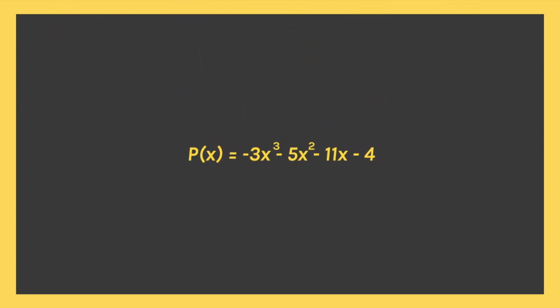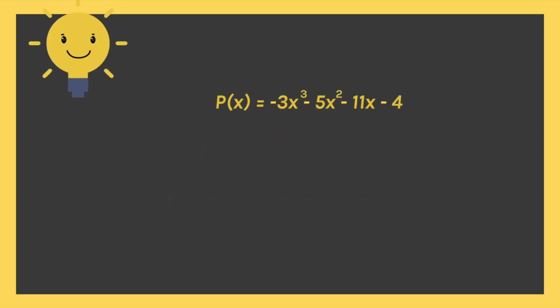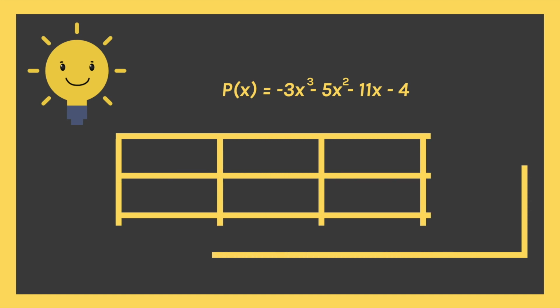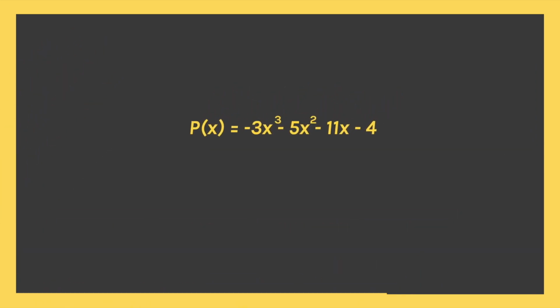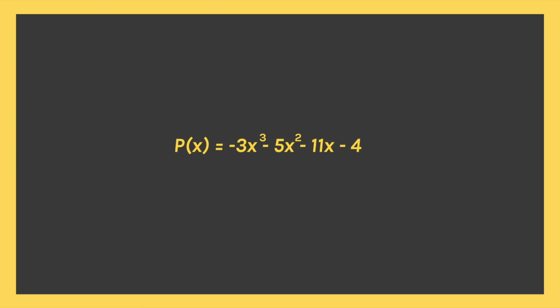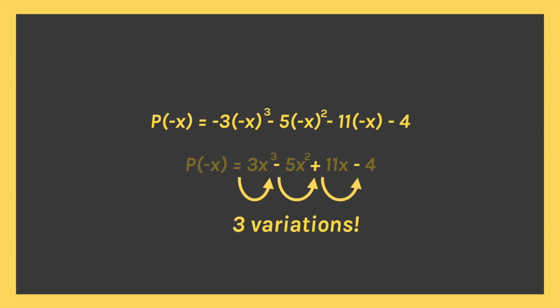First, let's look at the variations. As you can see, there are none. So, construct the table and write 0 on the corresponding column. Now, we substitute x with negative x and we simplify. Then, look at the variations once more. You can see that there are 1, 2, and 3 variations. Write this in the negative column.